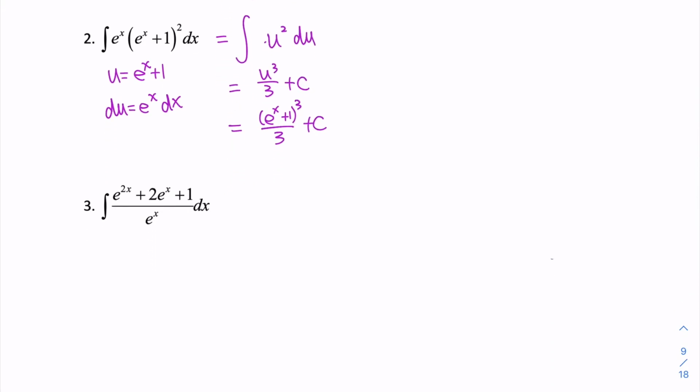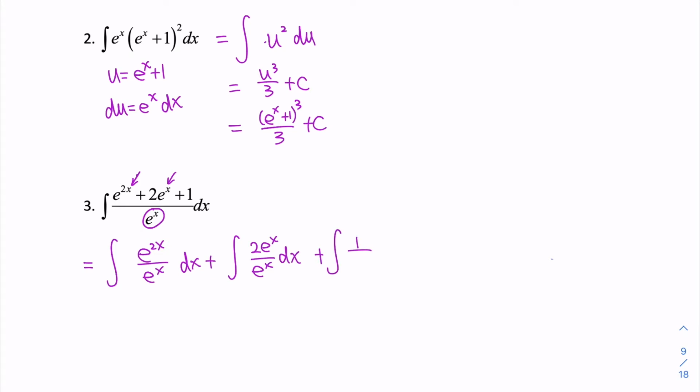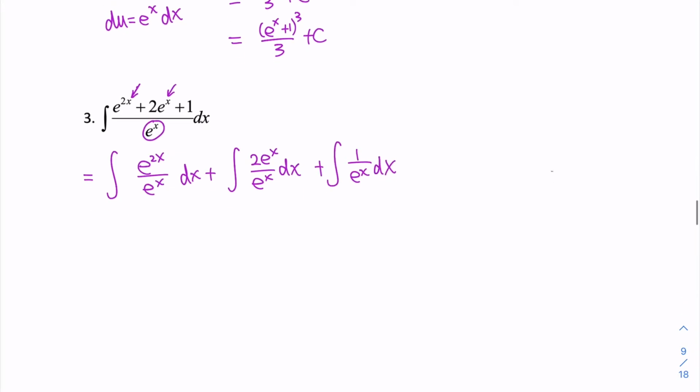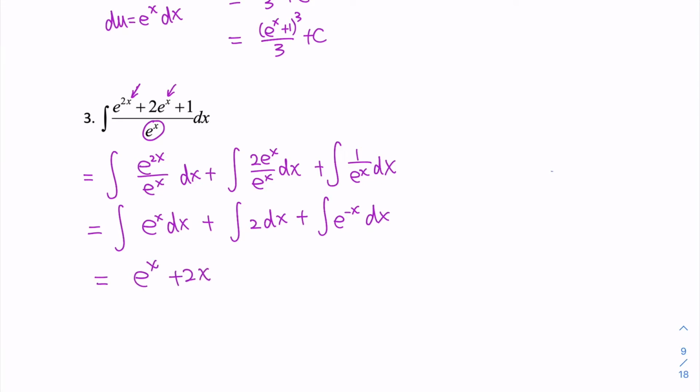And the next one. If you look at this, we only have e to the x in the denominator, and we have e to the 2x, e to the x here. It will be easier if we split this into 3 different integrals first. Plus the integral of 1 over e to the x dx. So now e to the 2x over e to the x gives us e to the x dx, plus 2 dx, plus e to the negative x dx. This gives us e to the x plus 2x minus e to the negative x plus c.